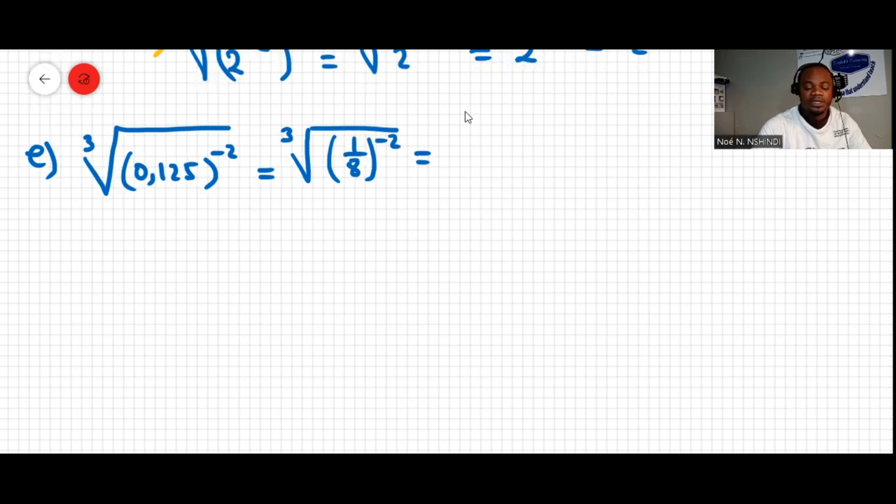And then when the power is negative like this, we can transform that into, we can write it like 8 over 1, but I don't need to say 8 over 1. I can just say 8. It's like 8 to the power of 2. Okay, and then 8 is, cube root 8 is 2 to the power of 3.